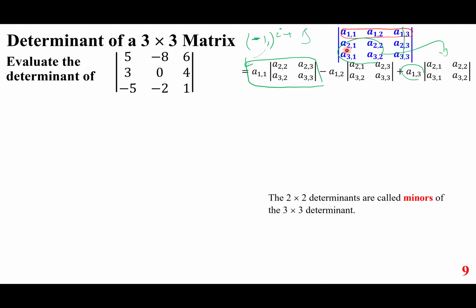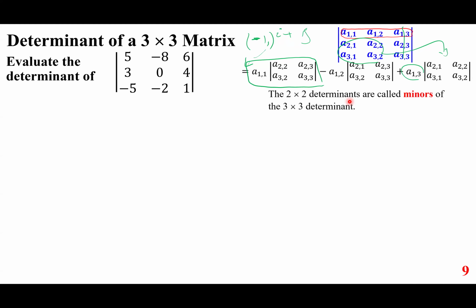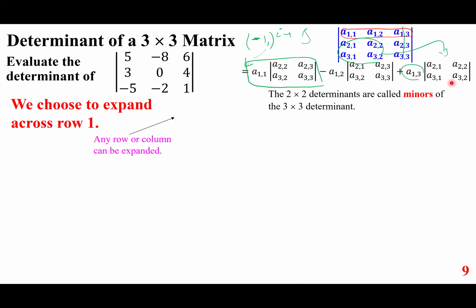So when I evaluate this, the 2 by 2 determinants are called minors of the 3 by 3 determinant. That's the terminology, minors, depending upon the row that you decide. For this row, the minors are those 3 determinants. So let's say we choose to expand across row 1.